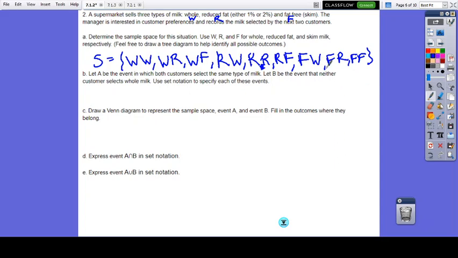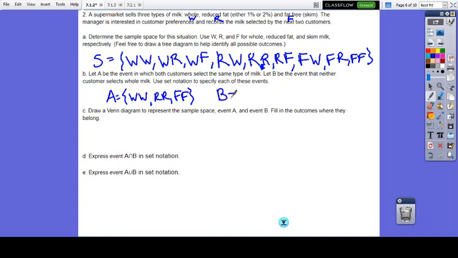Again, there are two random events that are happening here, and that's that one customer walks in and makes a choice, and then a second customer walks in and makes a choice. Okay, let A be the event in which both customers select the same type of milk. And let B be the event that neither customer selects whole milk. So we're going to do set notation here. So we're going to do A equals, and this is both customers select the same kind. So this is going to be your WW, your RR, and your FF. Okay, so there's three things in event A.